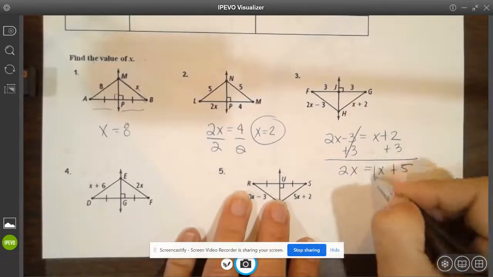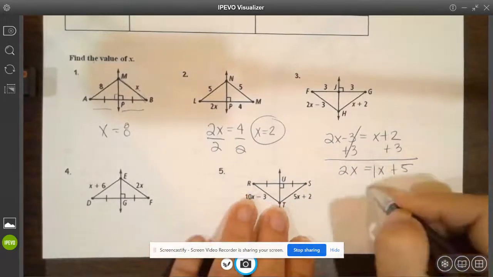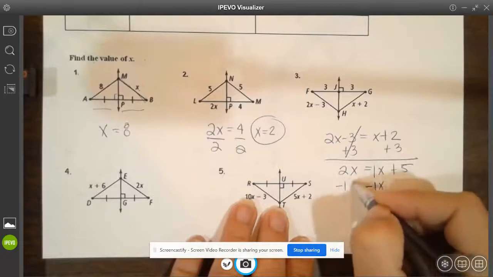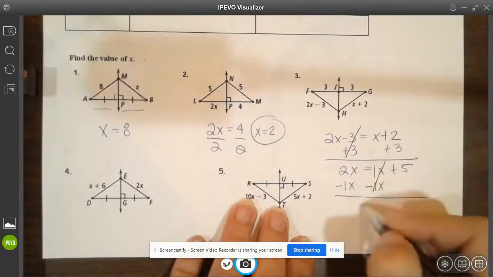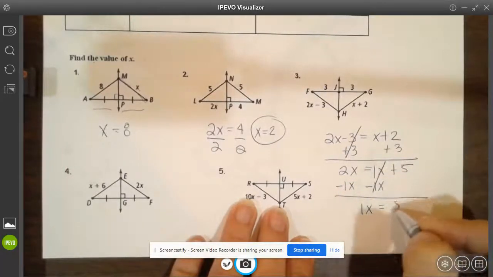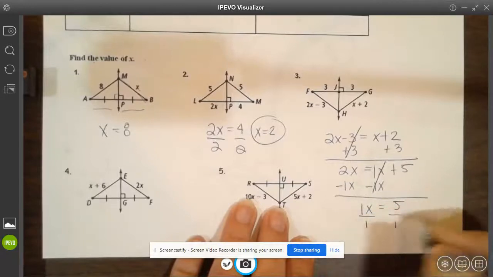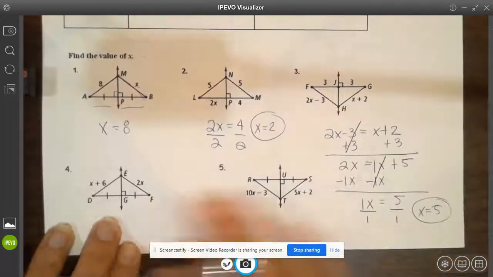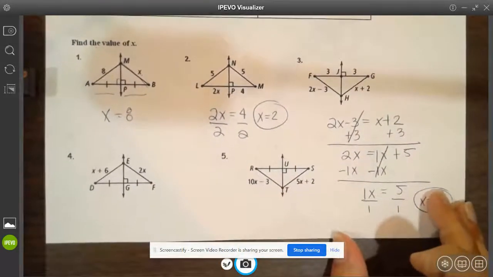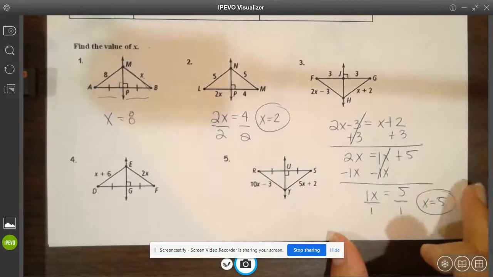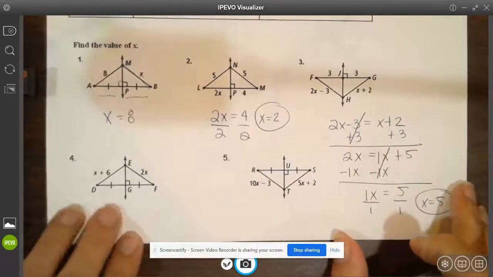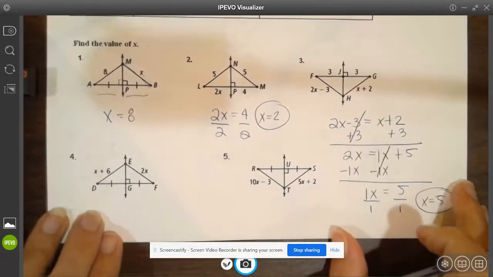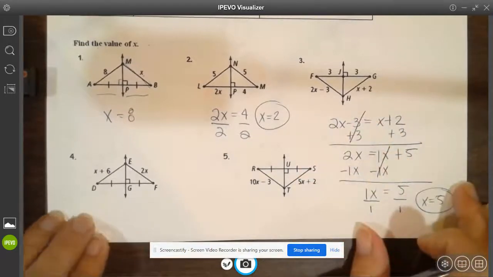And then remember there's a 1 in front of the x. So we subtract 1x from both sides and we get 1x equals 5. If we divide by 1, x equals 5. That's my answer here. Now we're going to be solving equations again, right? So always solving equations. We know that these sides are going to be equal to each other, so a lot of the equations that we're solving are going to look like this.